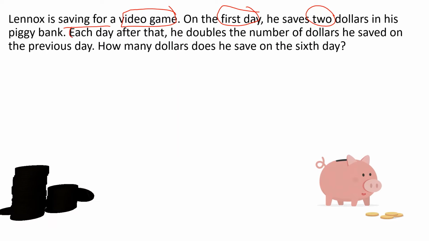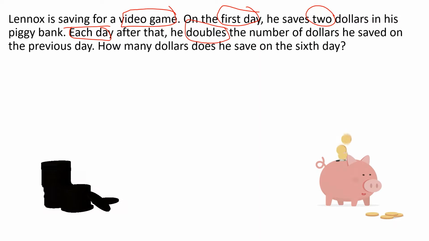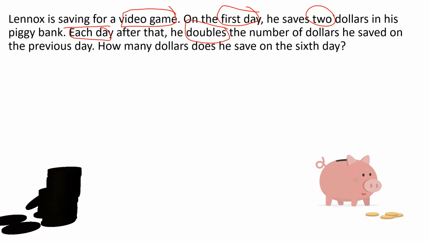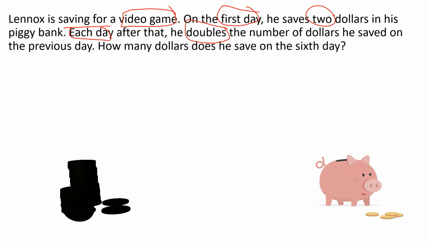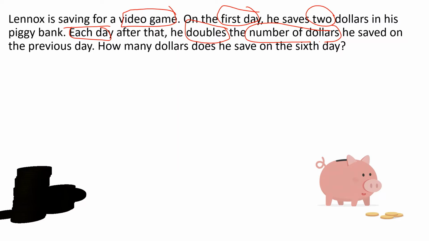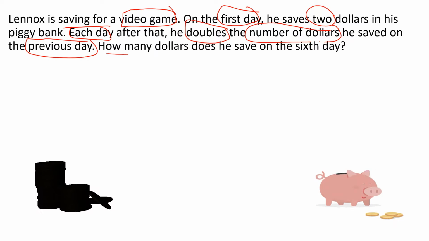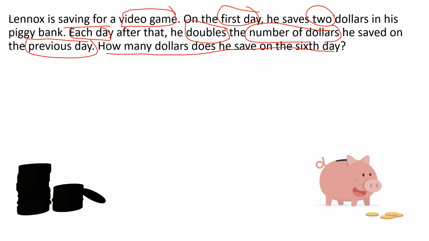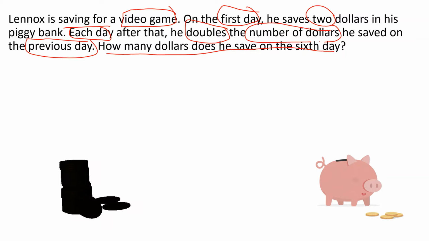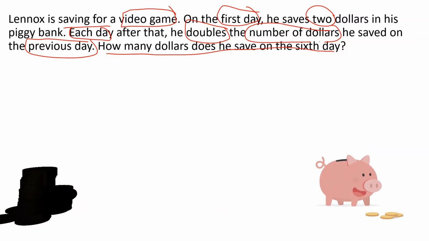Each day after that, you want to double that money. So it sounds like you're multiplying every day after your first day the number of dollars that we saved on the previous day. How many dollars does Lennox really need to save to have that money on the 6th day? So we're going to calculate this out. And that's exactly what we did.